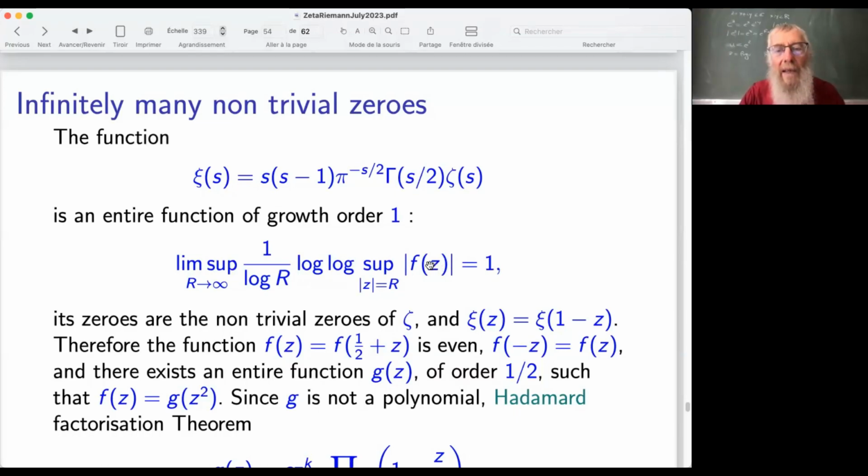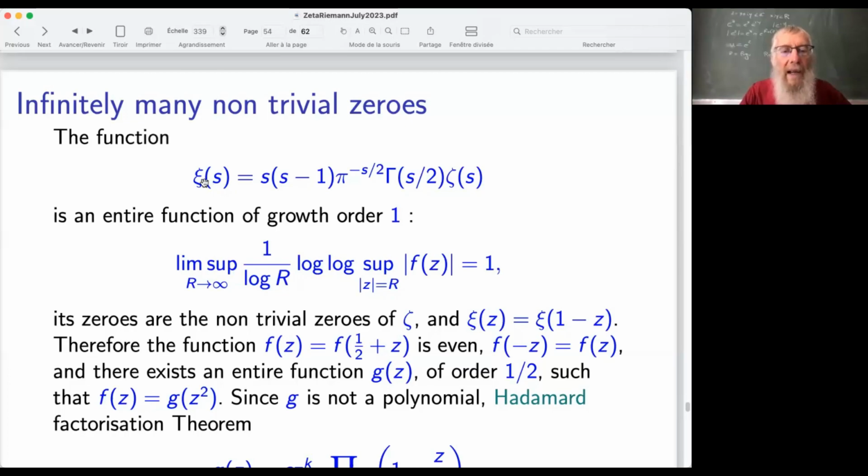So f of z is bounded by exponential r to the 1 plus epsilon. If we take the logarithm, we get r to the 1 plus epsilon. If we take one more logarithm, we have 1 plus epsilon times log r. We divide by log r, and we have 1 plus epsilon. So for all epsilon, f of z is bounded by exponential r to the 1 plus epsilon for r sufficiently large. I will tell you why we need this estimate.